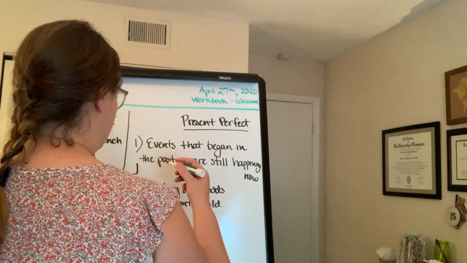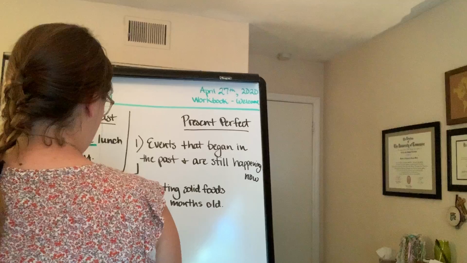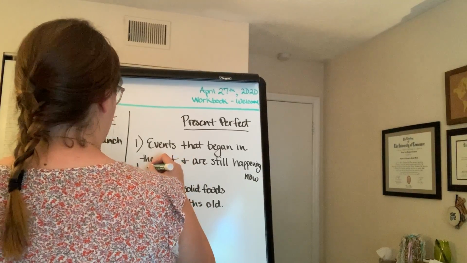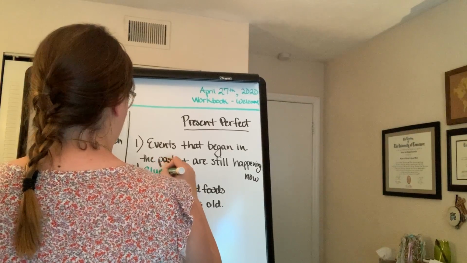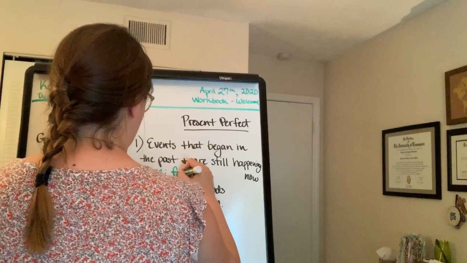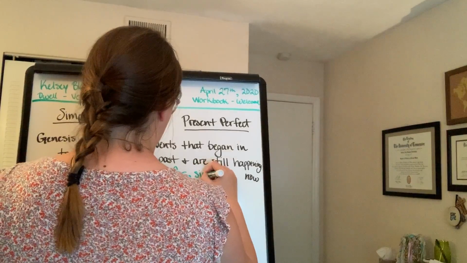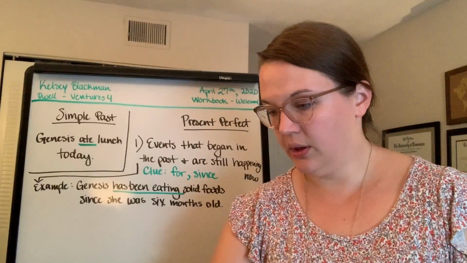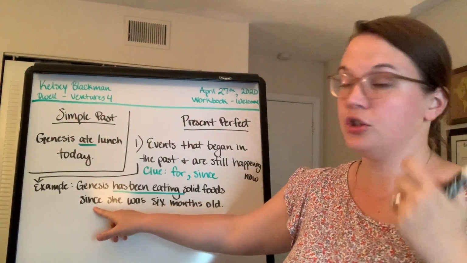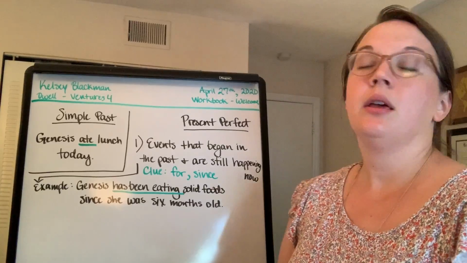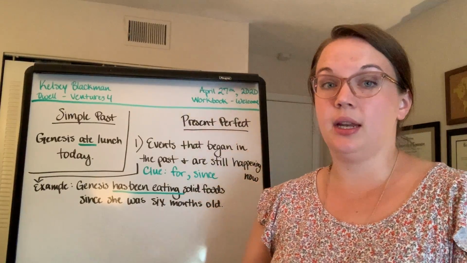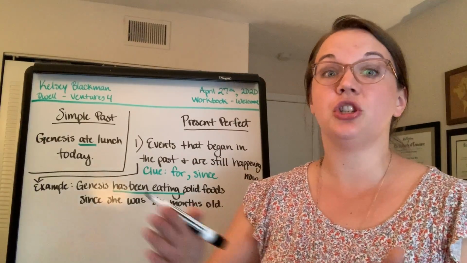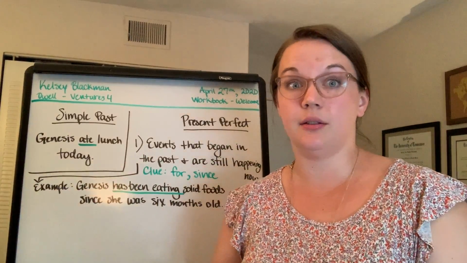So you see here, since she was 6 months old, that's how you know that she has been eating. She was eating solid foods when she was 6 months old, and she continues to eat solid foods. Okay?